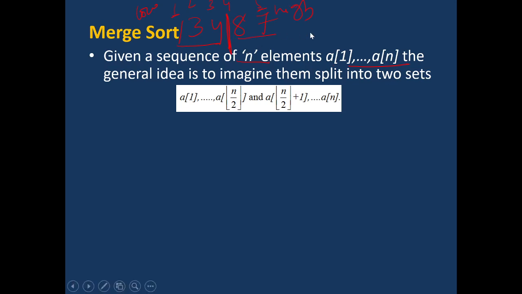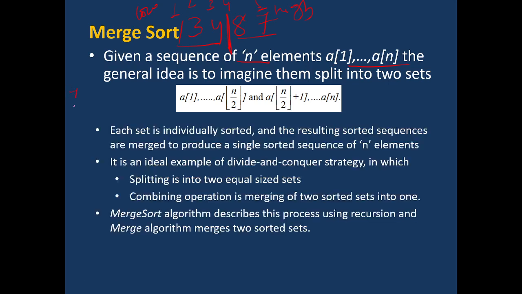Suppose you take half, and that half is 3.5 by mistake, you will consider its floor value, that is 3. So when you divide by 2 and you get a fraction, you discard the fraction and consider only the integer part. In that way, we'll divide the entire list into two lists. The midpoint is n by 2, from the first element to the midpoint is one list, and from the next element after the midpoint to the end is the other list.